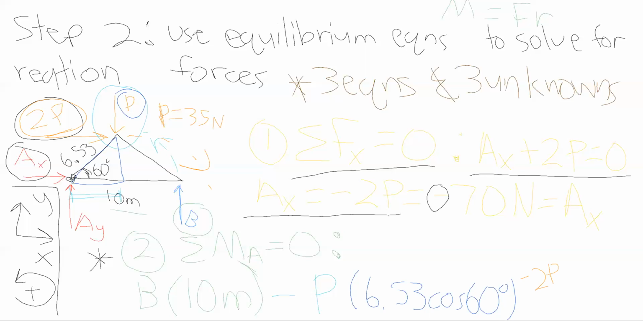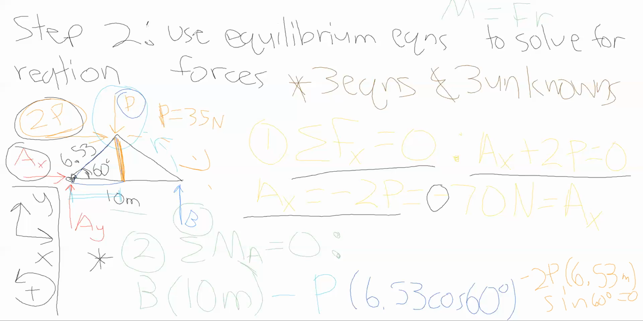And then what's the perpendicular distance from where this force acts to the lever arm? Well, this force acts in the x direction. So the lever arm of this force is going to be this distance here in yellow, which is going to be 6.53 times the sine of 60 degrees. So 2P times 6.53 meters. Sorry, it's a bit messy. Multiplied by sine 60 degrees. And this is all equal to 0.